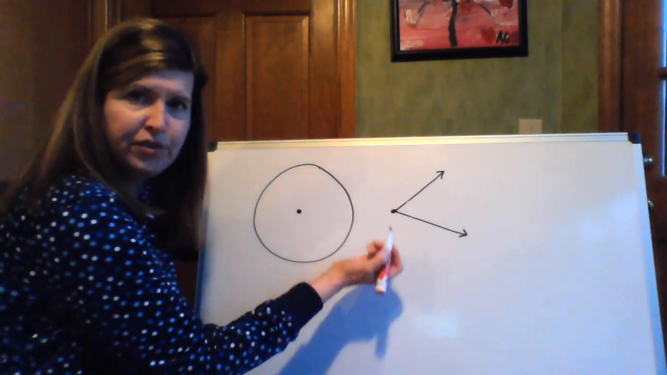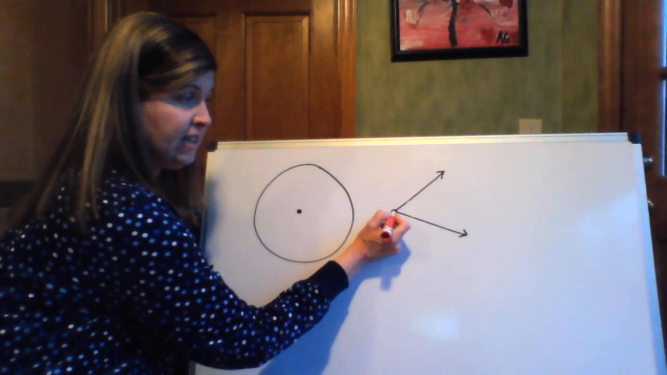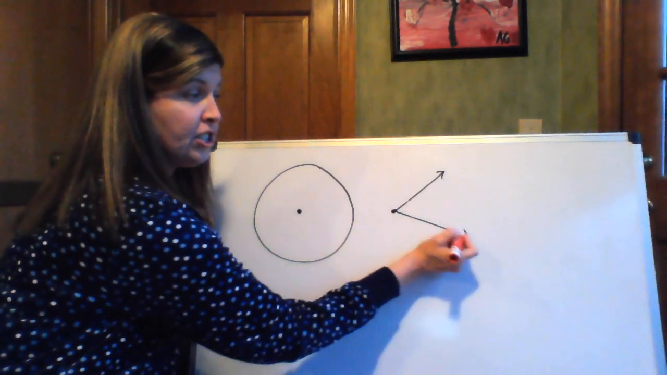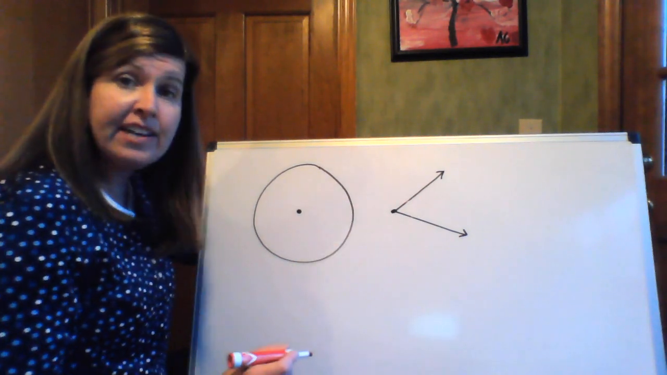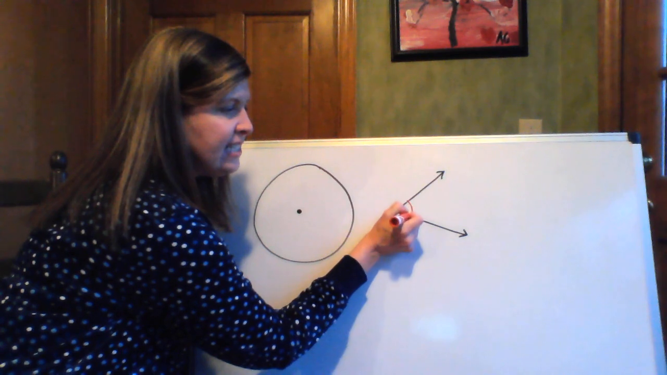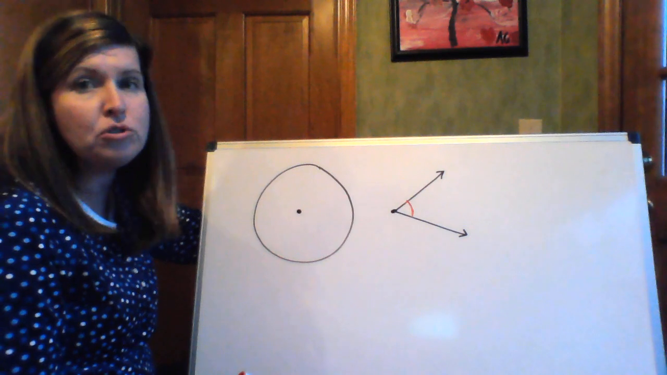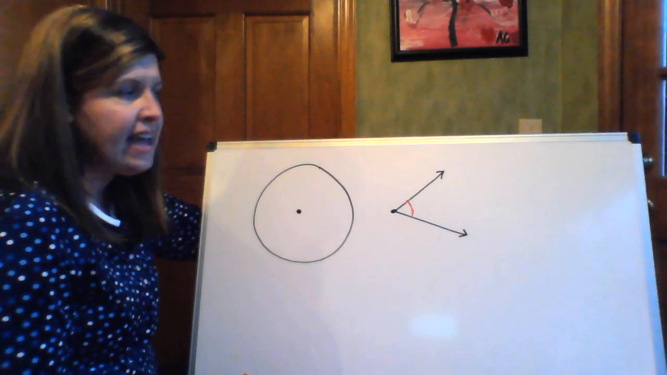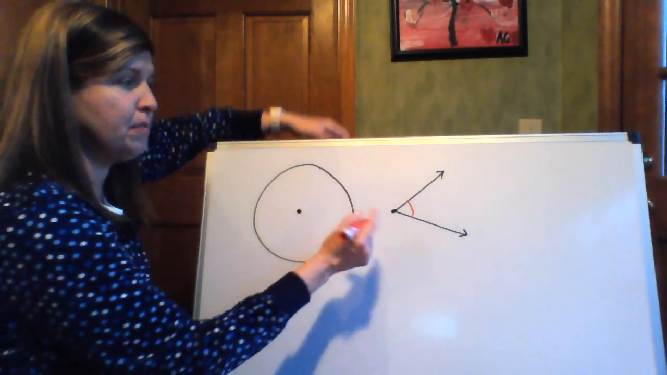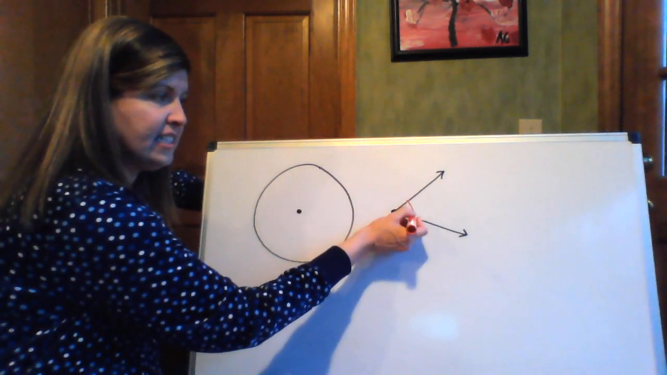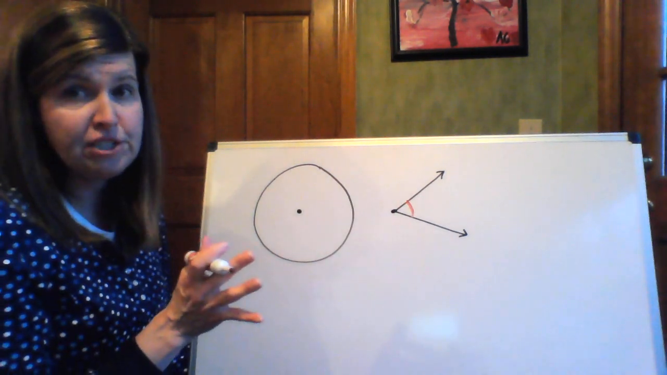They share an endpoint. If you remember, a ray is a line that starts at an endpoint and then goes out. And these are two separate rays going out from the same endpoint. The angle is the distance between those two rays. These rays can be at all different angles, but what we're measuring is always the distance between the two of them.